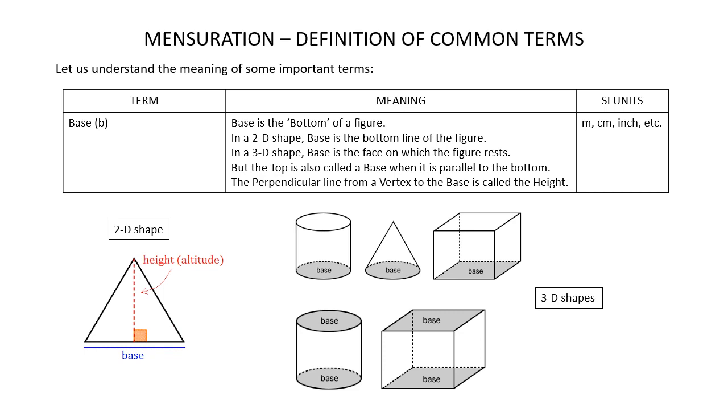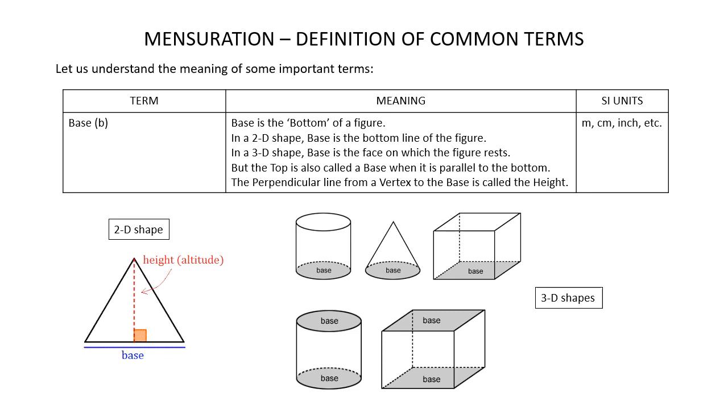Look at the rectangle here, which is a 3D shape. Now here, if we consider this as the vertex, then this line would be the bottom line of the triangle. So this bottom line would be the base of this triangle. Now the perpendicular from this vertex to the base of the triangle is called the height.